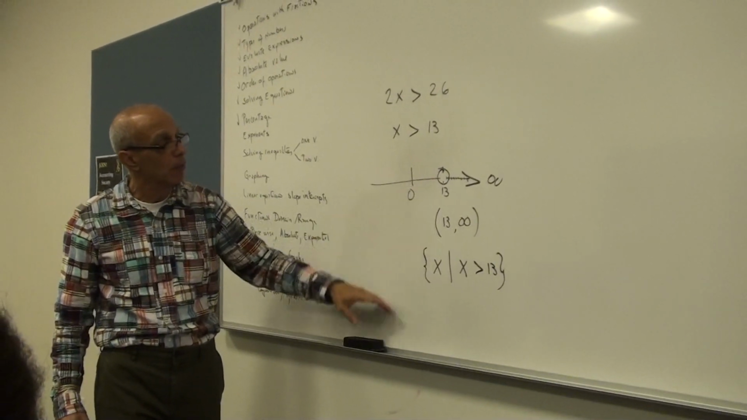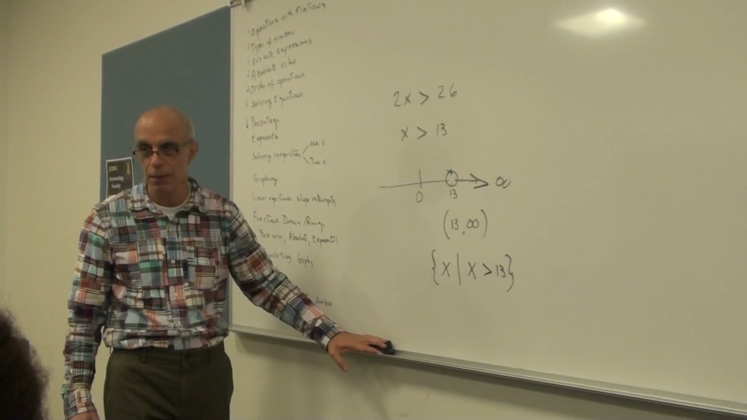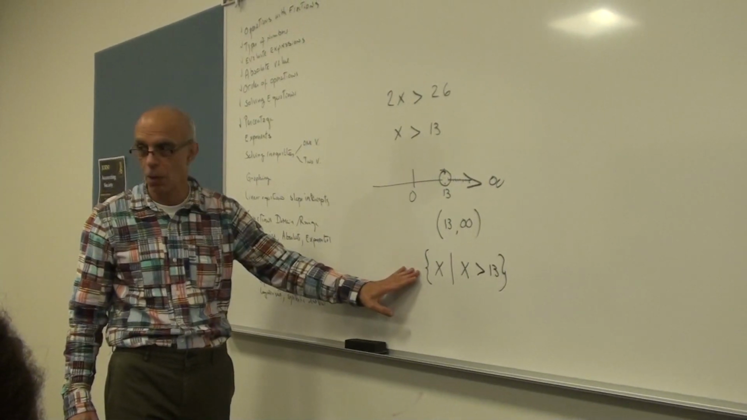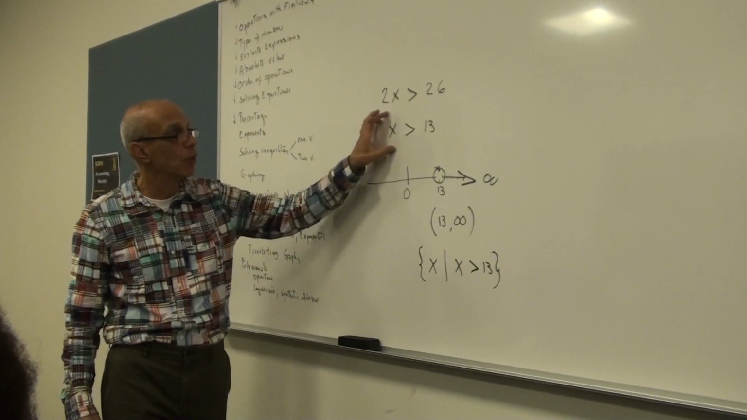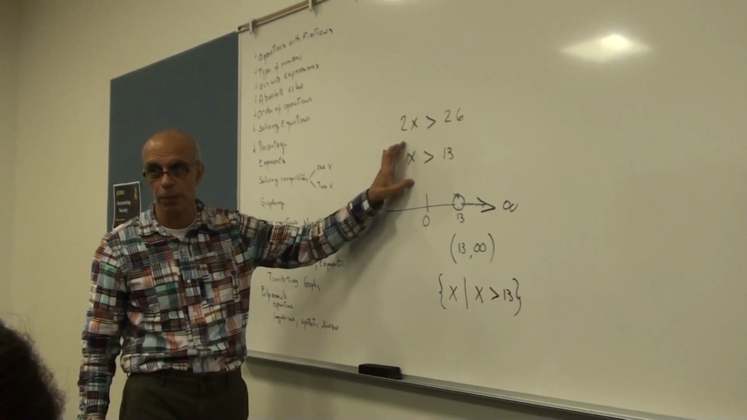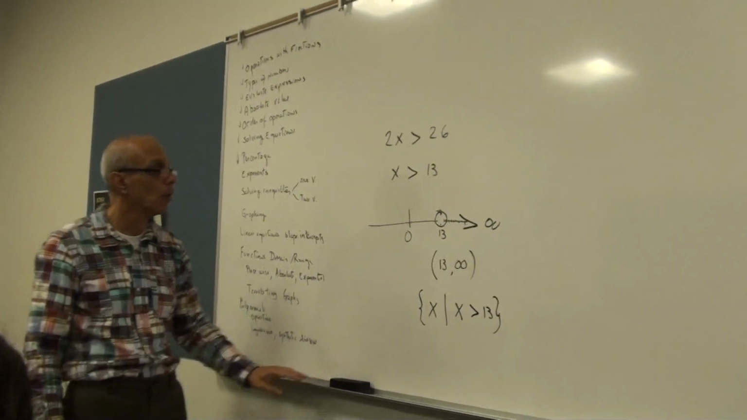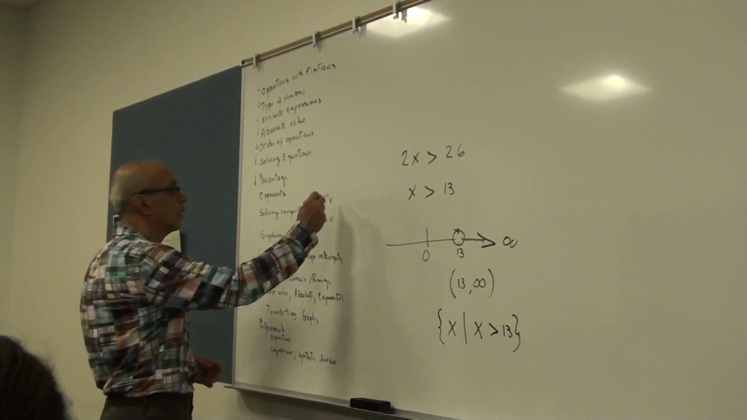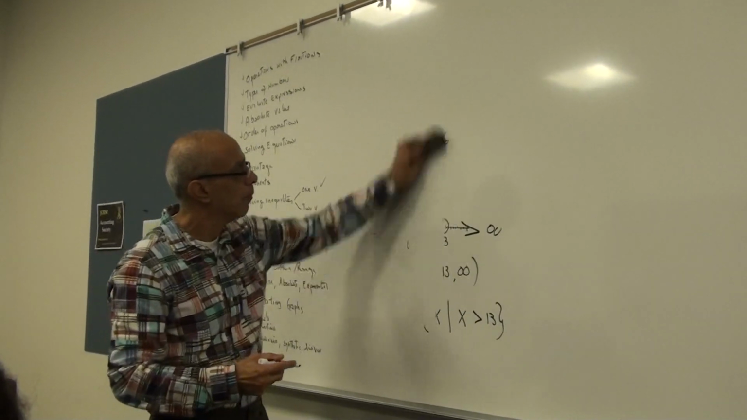On a final, for instance, they might ask, give me the set notation as the answer, okay? Or they can ask, give me the interval notation. So if you answer the wrong way, you're not going to get a full point for your problem, okay? So make sure you learn how to do all this, okay? So that's one inequality with one variable.